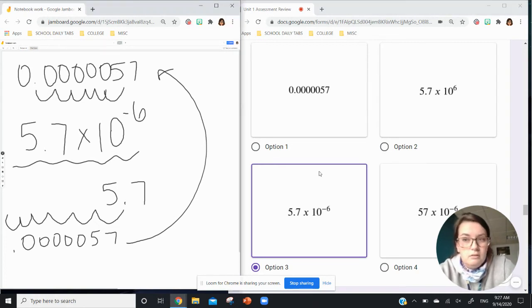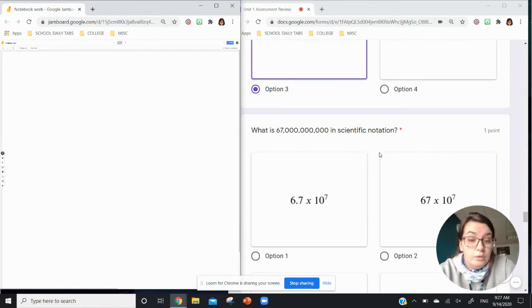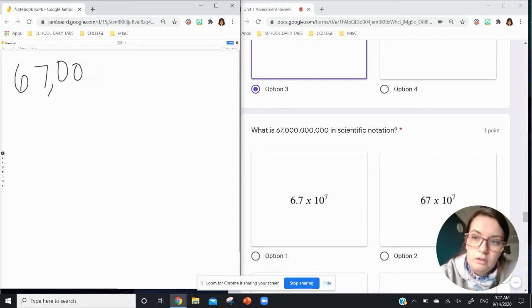Okay. So another huge number, got to make it look into scientific notation. So this one might take me a second to write. What is that, 67 billion? Two.